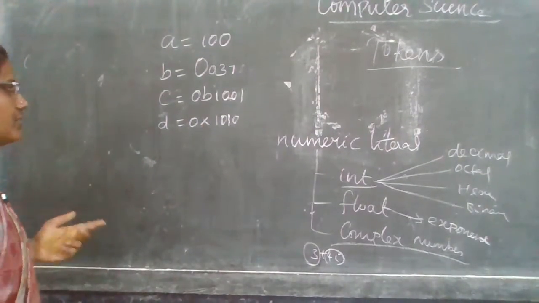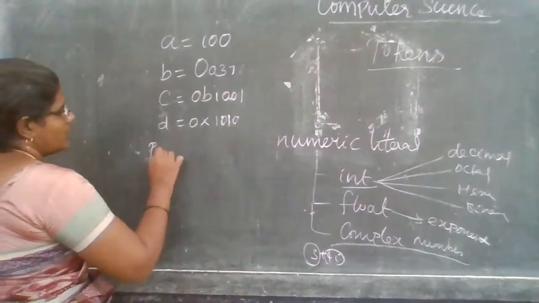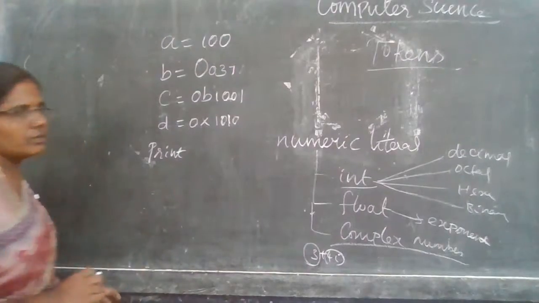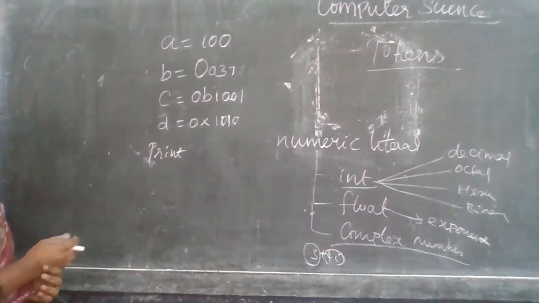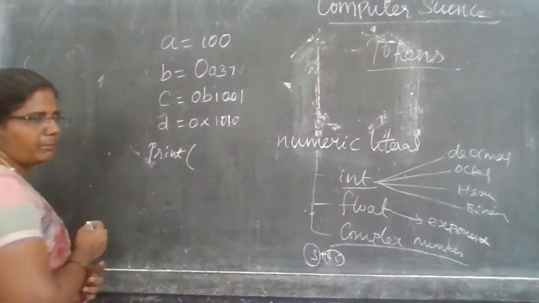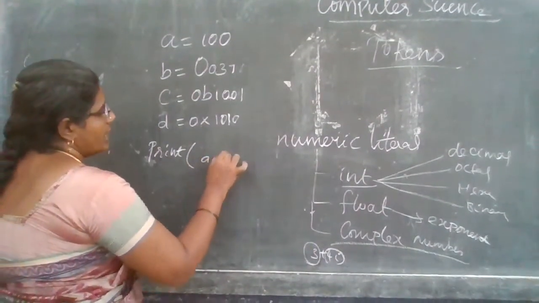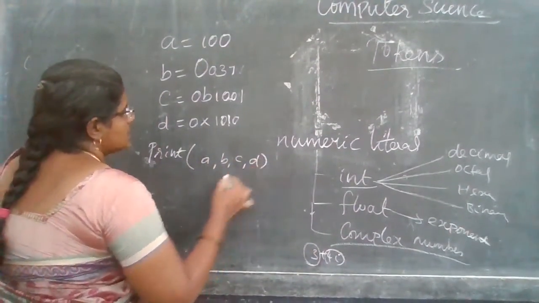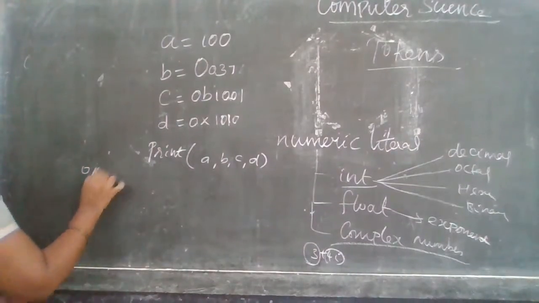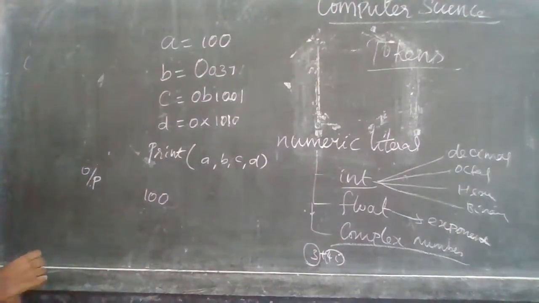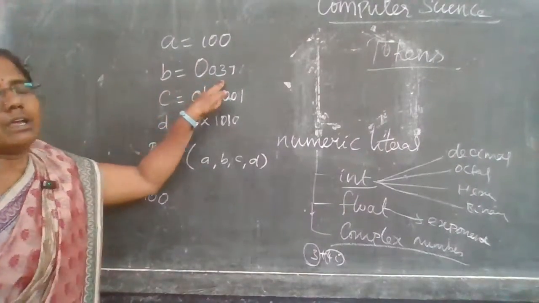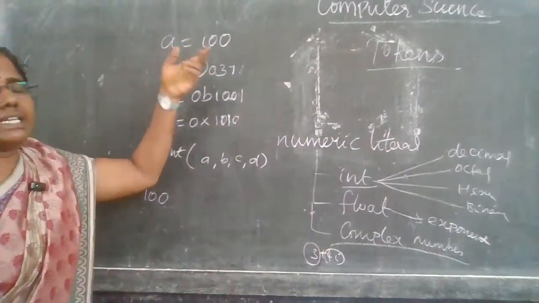Suppose I print those values, what is the result? Print. If you want to display the output on screen, use the print statement. Using the print statement only, you can print the value. So print of a, b, c, d: the output is, what is the value of a? 100. 100 will be printed as it is on the screen. Now you are using octal here. Now the value will be changed to decimal.